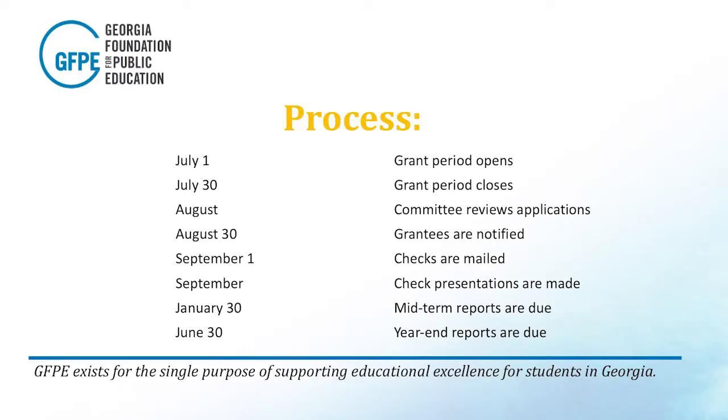The grant application process will open on July 1st. You have the month to submit your application, budget, and timeline. Applications submitted after July 30th will not be taken into consideration under any circumstances. The committee will review applications during August and notify grantees either way on August 30th. Checks will be mailed the beginning of September.